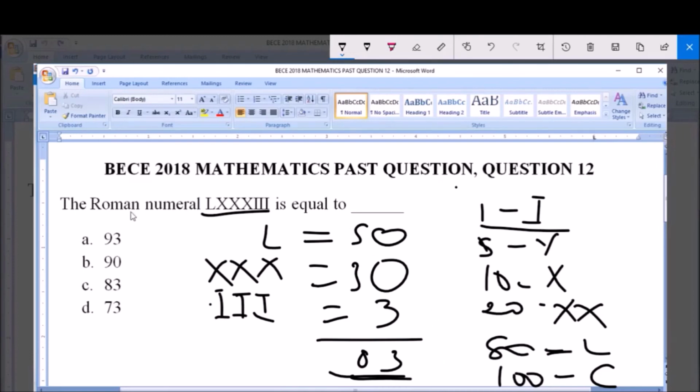Now, when we look at the options, A says 93, which is wrong. B says 90, which is wrong. And C says 83. 83 is the correct answer because it corresponds to our answer here. And D says 73, which is wrong. So the correct answer to this question is C, 83.